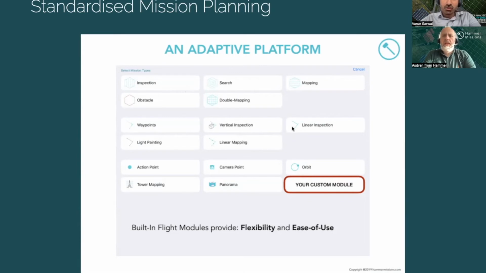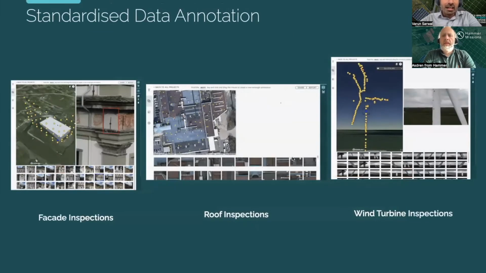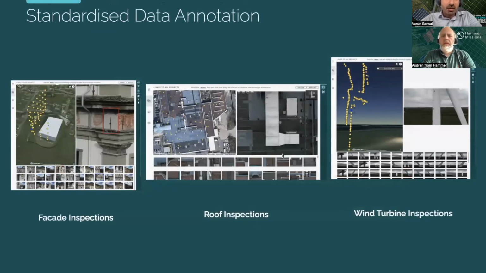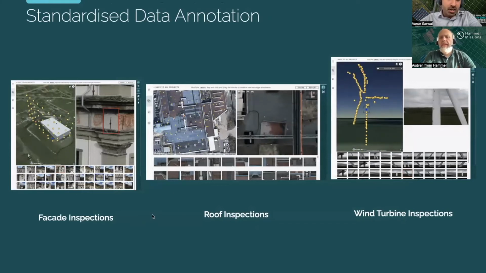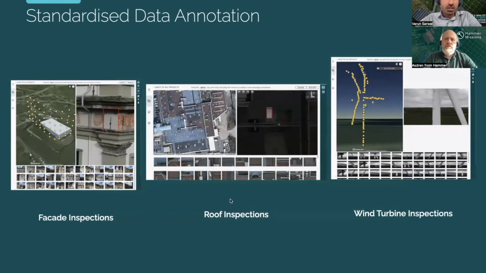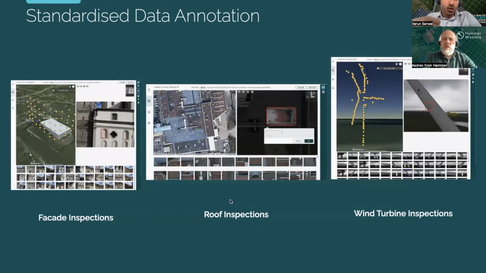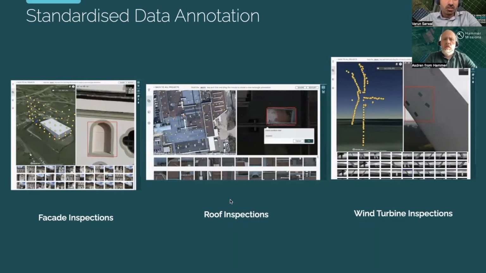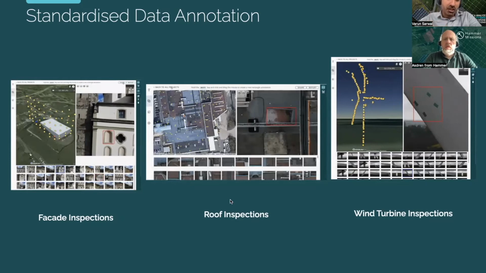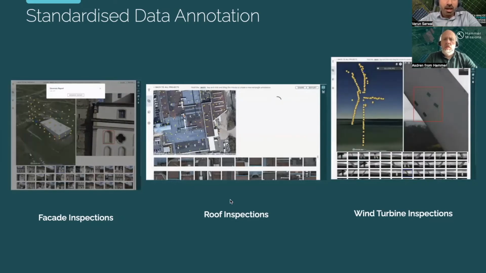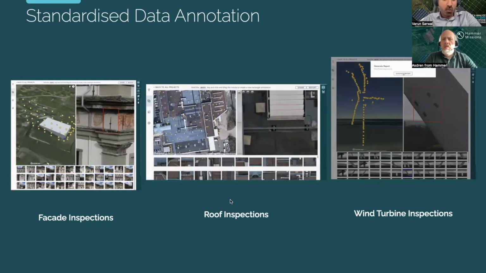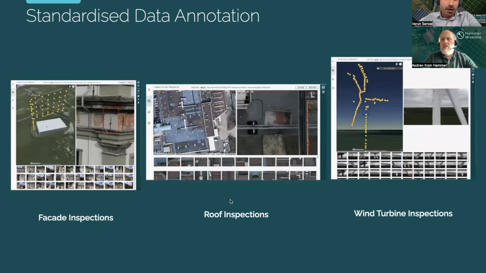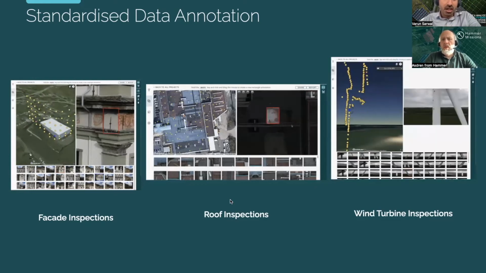across different missions. And the same thing applies for data annotation. So whether it's facade inspections, roof inspections, or wind turbine inspections, we're building everything with the approach in mind that the end user should be able to do any of these inspections through one single platform without having to change their workflows every time they are looking at a new job or a new service.